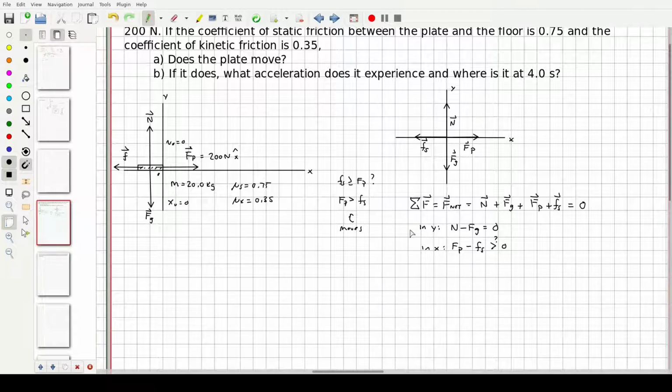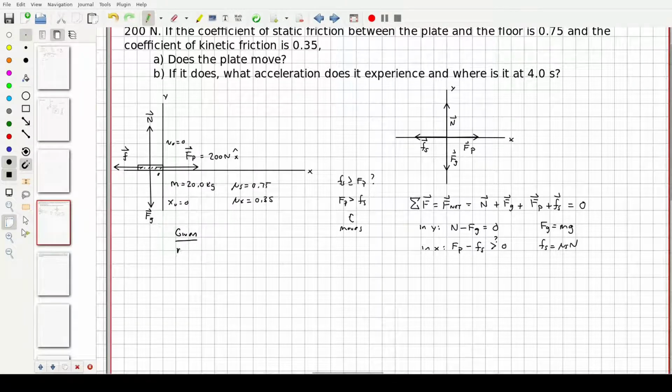Now we're going to need information from this one right here in order to do this one right here, because we do know that the weight is m times g, and we do know that the static frictional force has the form of mu sub s times the normal force, right? But we'll come back to that. Let's go ahead and write out our givens.